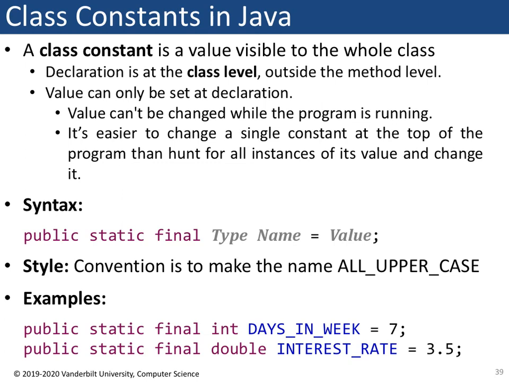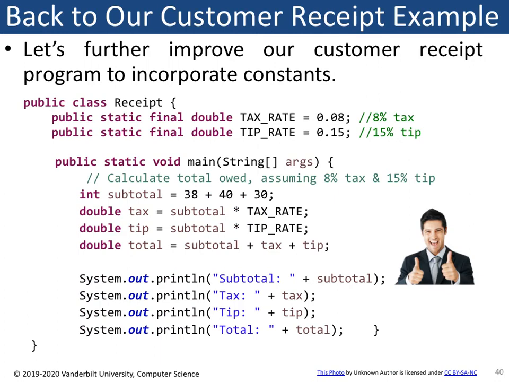Similarly, to have a double class constant, which is what we would have in the case of our tax rate, we would say public static final double, and then INTEREST_RATE in this particular instance. And notice it's all caps with the words separated by underscores, then the assignment operator, and then the value which you wish to assign, 3.5 in this situation.